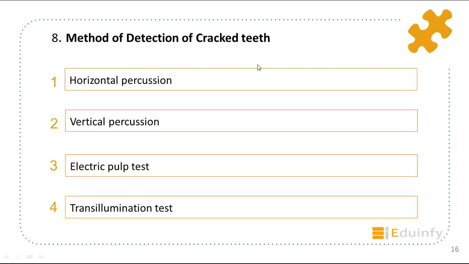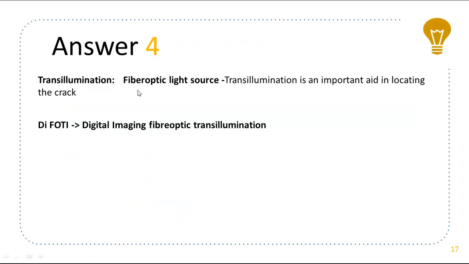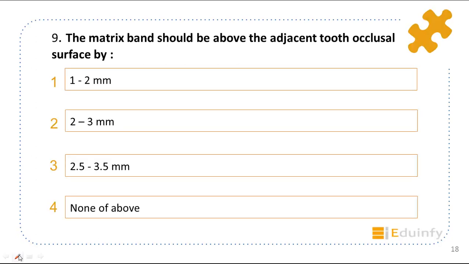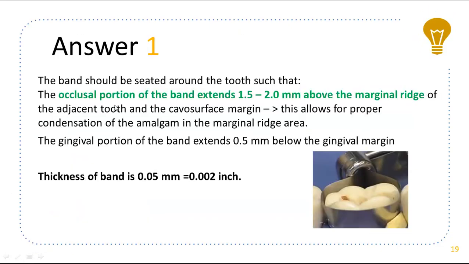Next is the method of detection of cracked teeth, that is the transillumination test. So here a fiber optic light source is used, or another is digital imaging fiber optic transillumination. The matrix band should be above the adjacent tooth occlusal surface by 1 to 2 millimeter. So the band should be seated around the tooth such that the occlusal portion of the band extends 1.5 to 2 millimeter above the marginal ridge of the adjacent tooth and the cavo surface margin. This allows for proper condensation of amalgam in the marginal ridge area. The gingival portion of the band extends 0.5 millimeter below the gingival margin, and the thickness of the band is 0.05 millimeter, that is 0.002 inch.